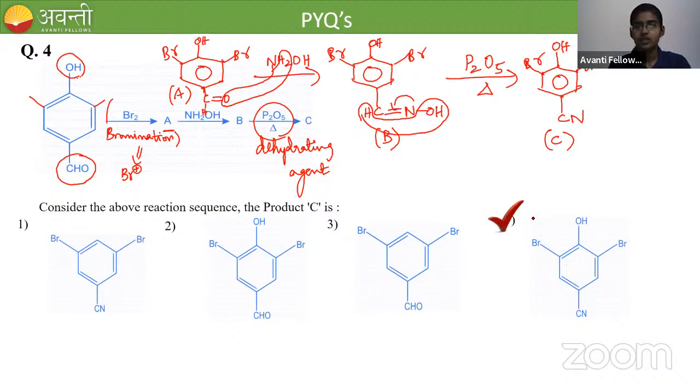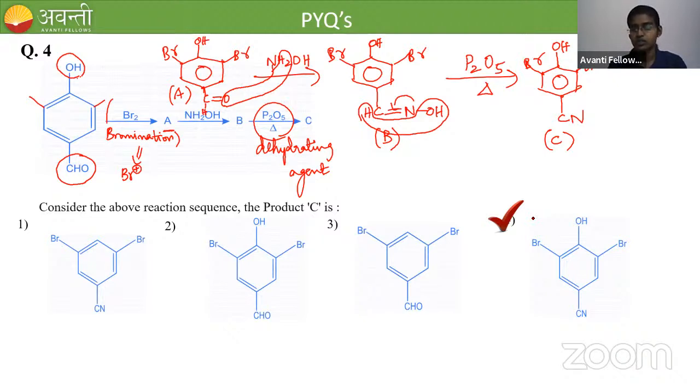Okay. So first bromination occurs, which is an electrophilic substitution. Next comes the reaction with hydroxylamine, which leads to the formation of oxime. Then on treatment with a dehydrating agent called P2O5, we are arriving at compound C, a cyano compound. Okay. So is the question clear to you? Shall I move on to the next question? Or if you want me to explain any part once again, just let me know.